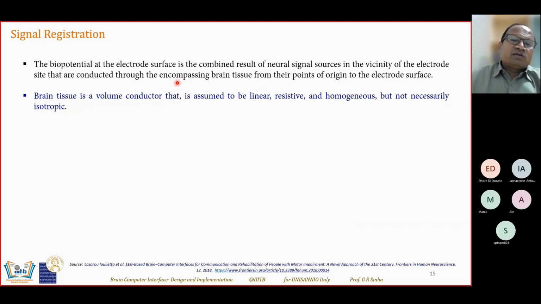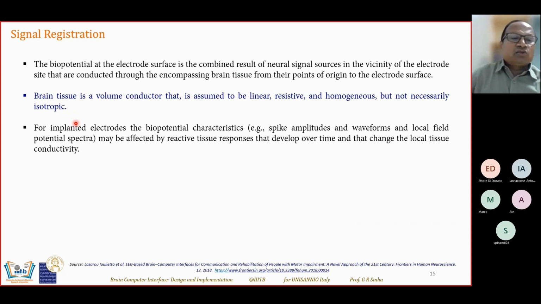Why is the brain tissue being talked about? Through brain tissue, the signal comes to the surface of the electrode, so it acts as a conductor. Why do we need a conductor? Because we are getting a conducting signal, an electrical or electromagnetic signal. So we need a conducting path, and the conducting path is provided by the brain tissues. It is assumed that the path can be linear, resistive, homogeneous, but not necessarily isotropic. This is the property of tissues.